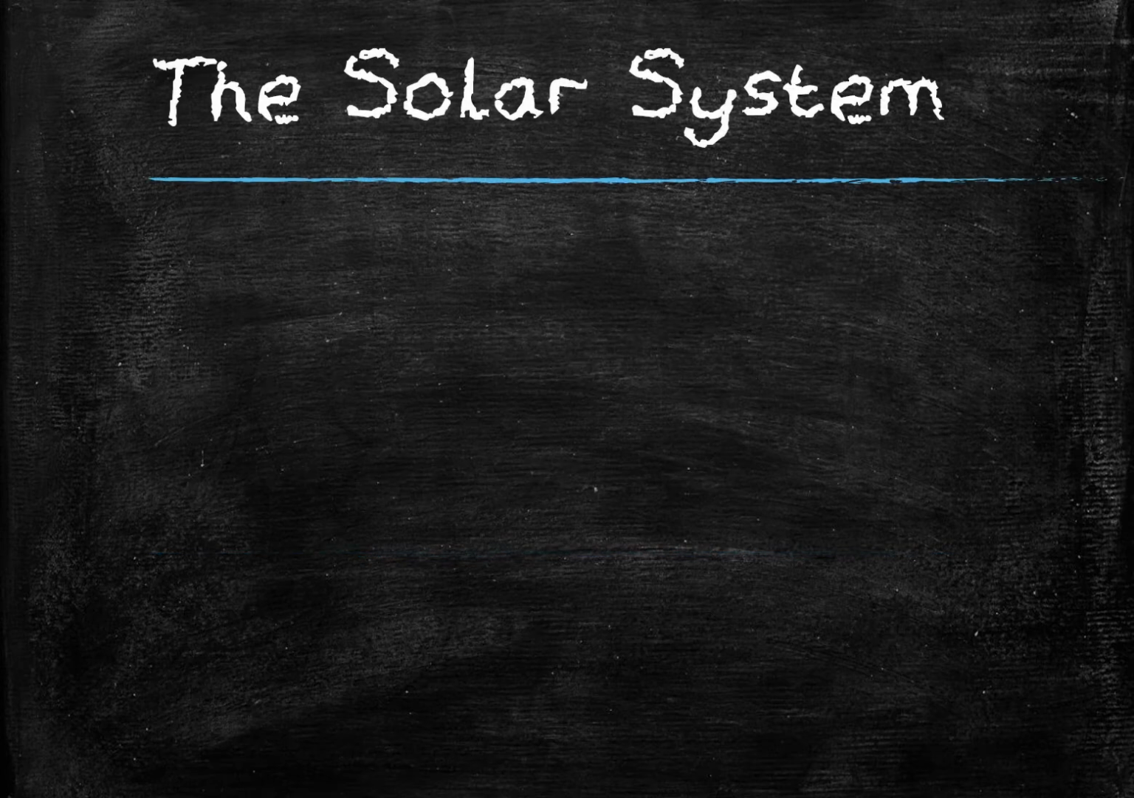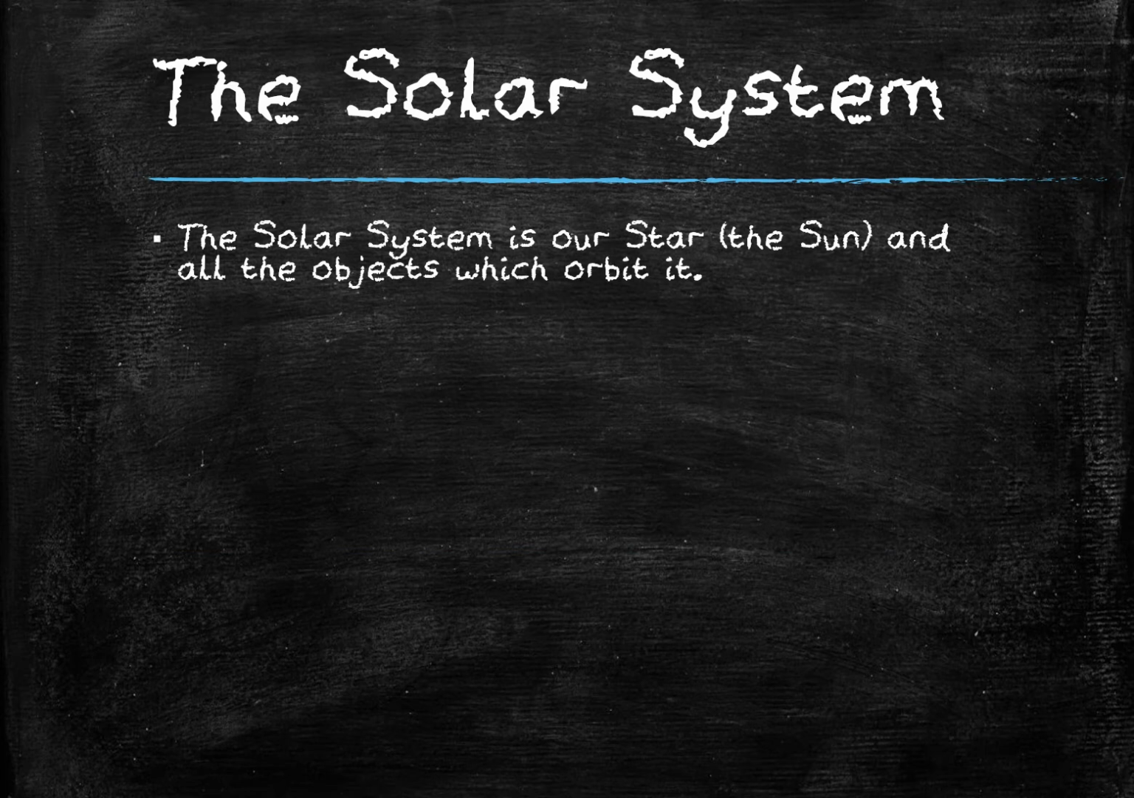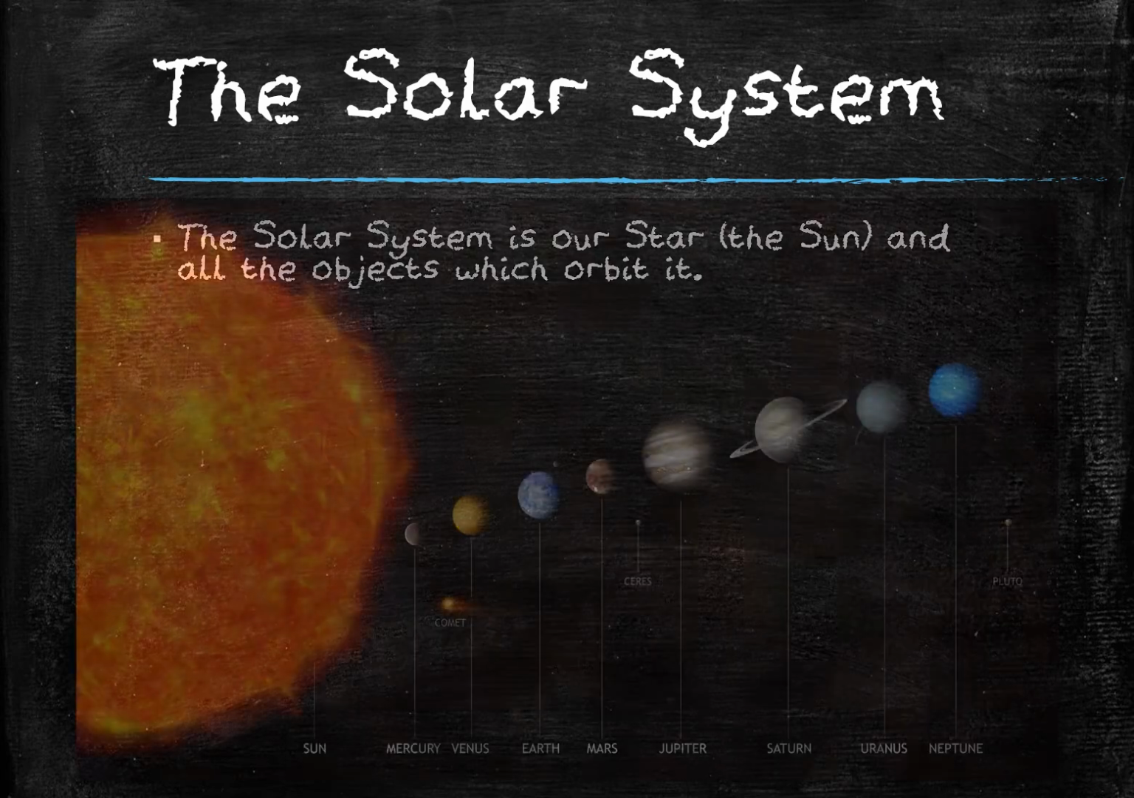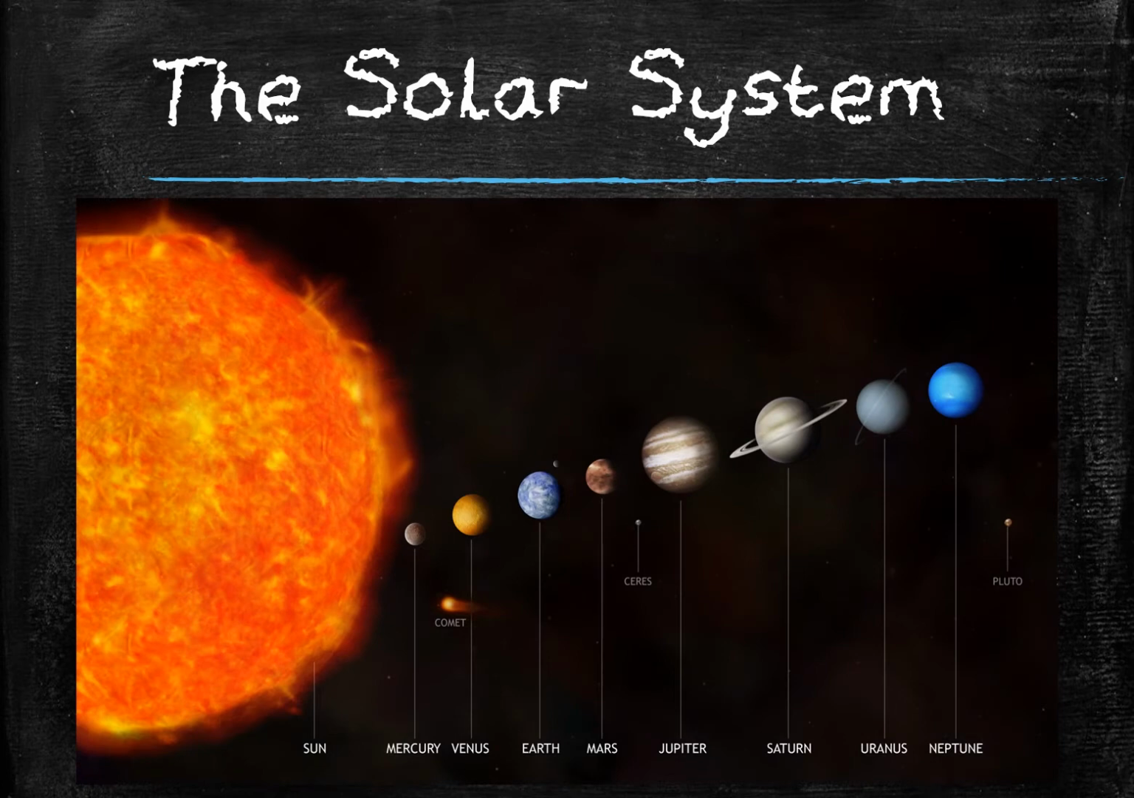So first of all, we really need to appreciate what we mean by a solar system. A solar system can be defined as a star, in our case the Sun, and all the objects which orbit it. So here's a quick, not to scale representation of our solar system with the Sun, Mercury, Venus, Earth, Mars, Jupiter, Saturn, Uranus, and Neptune all clearly labelled.